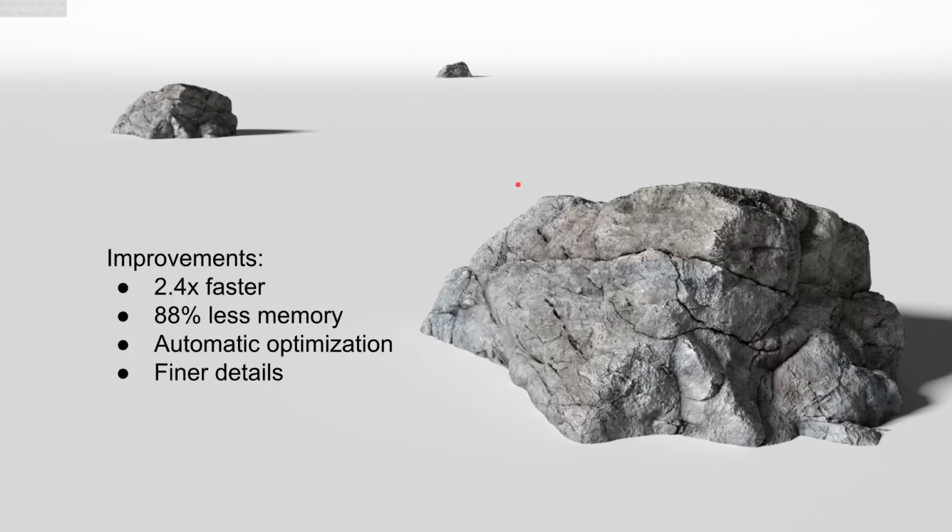And the result is that, just between that and this, it's almost 2.5 times faster, with 88% less memory usage. It's automatically optimized. You don't have to do anything else. It automatically does it for you, and you actually get better details, which we'll address later as well. So that's why this is so exciting.